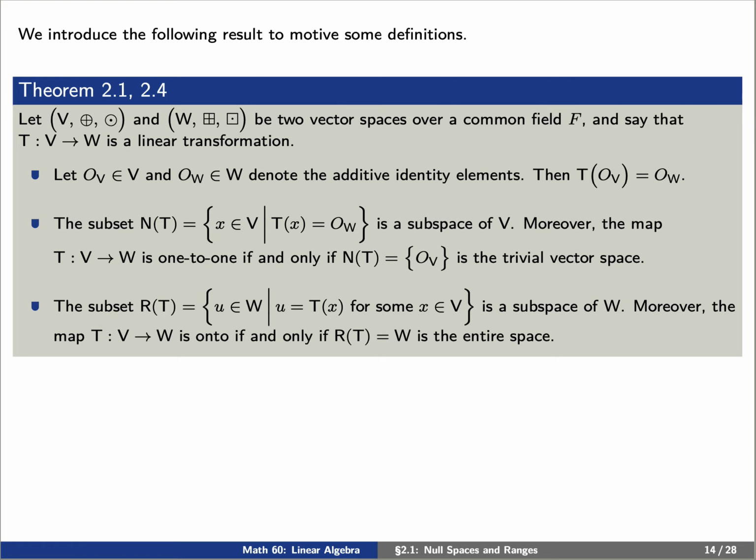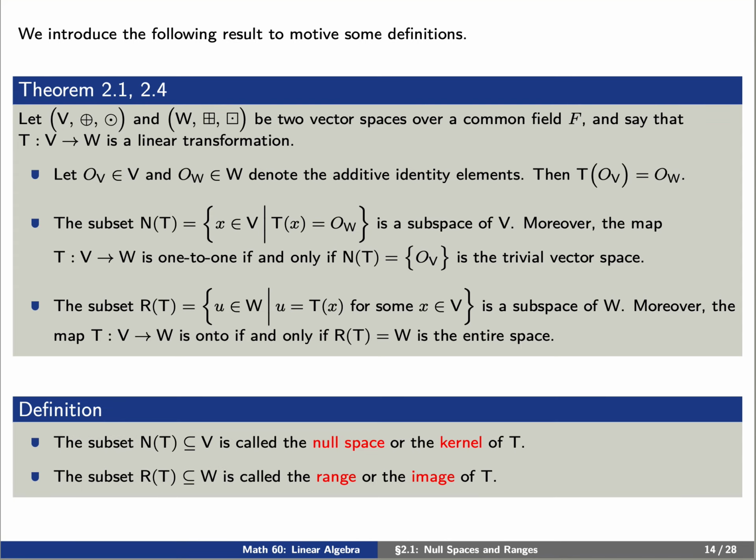Finally, let's denote R of T to be the collection of those vectors u in the codomain W such that u equals T of x for some vector x in the domain V. This set, R of T, is a subspace of W. Moreover, the map T is onto if and only if the set R of T is equal to W, the entire space.